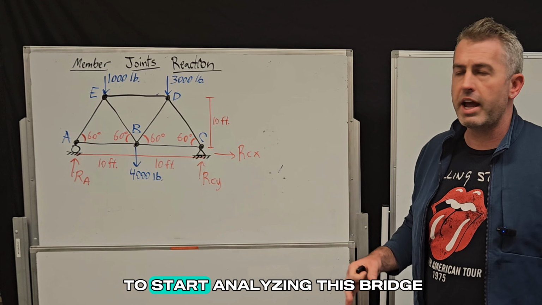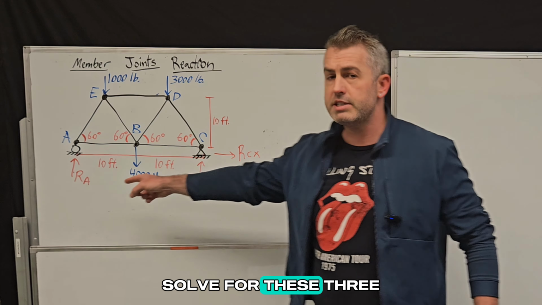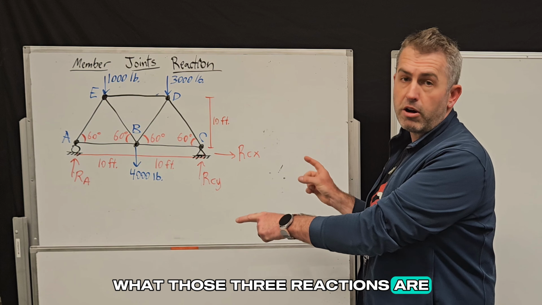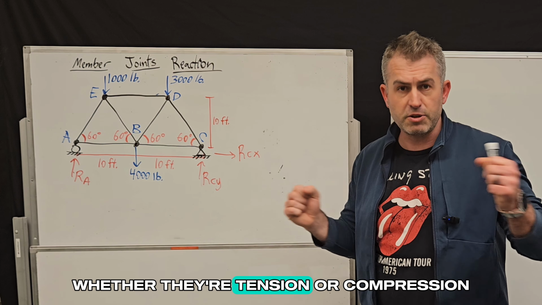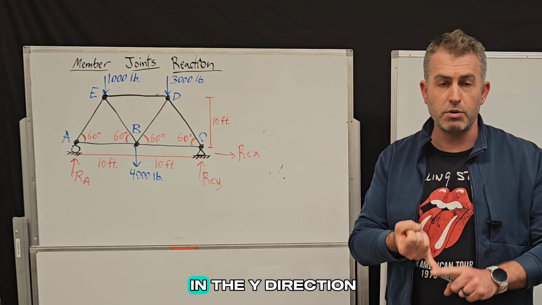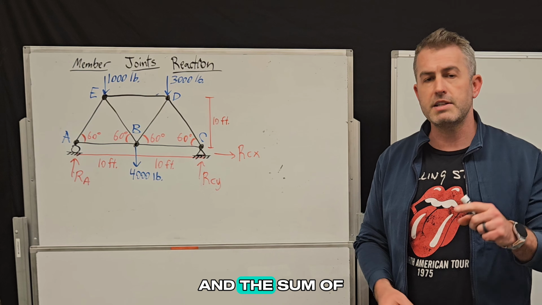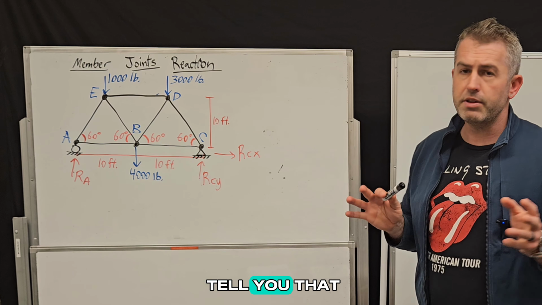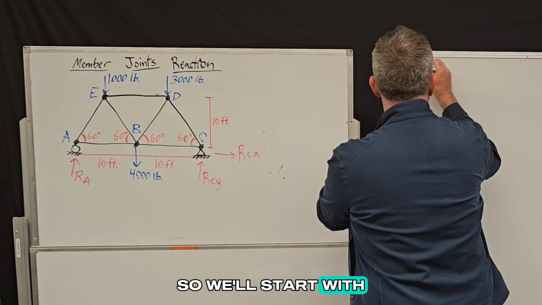So now we're ready to start analyzing this bridge, and the first thing that we're going to do is actually solve for these 3 unknown reaction forces. So we actually need to figure out what those 3 reactions are before we're able to figure out what these internal truss member forces are, whether they're in tension or compression. And so remember, we have 3 equations of equilibrium. The sum of the forces in the Y direction should equal 0, the sum of the forces in the X direction equals 0, and the sum of all moments or rotational forces should add up to 0. And I'm just going to tell you that the easiest way to solve this is to do the sum of the moments first. So we'll start with this condition.